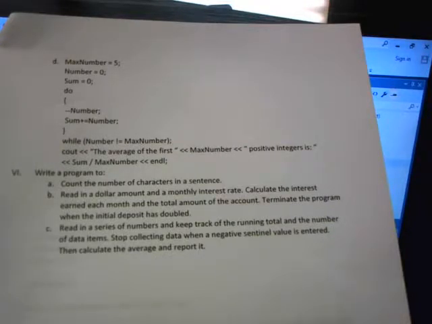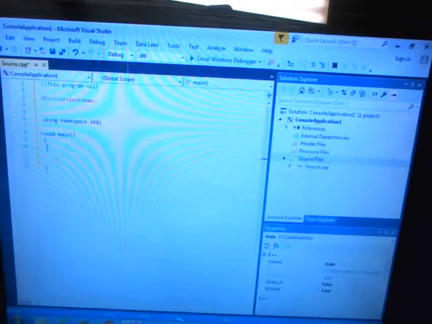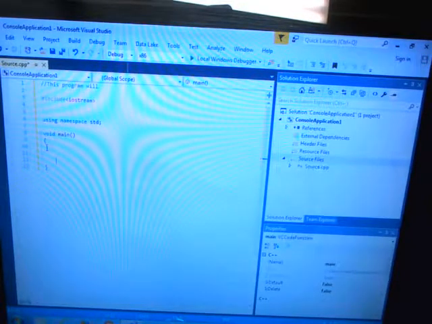All right, so we want to write two more programs. One, we want to read in a dollar amount and a monthly interest rate. Calculate the interest earned each month and the total amount of the account. Terminate the program when the initial deposit has doubled. Okay. So this program will do all that stuff I just read.